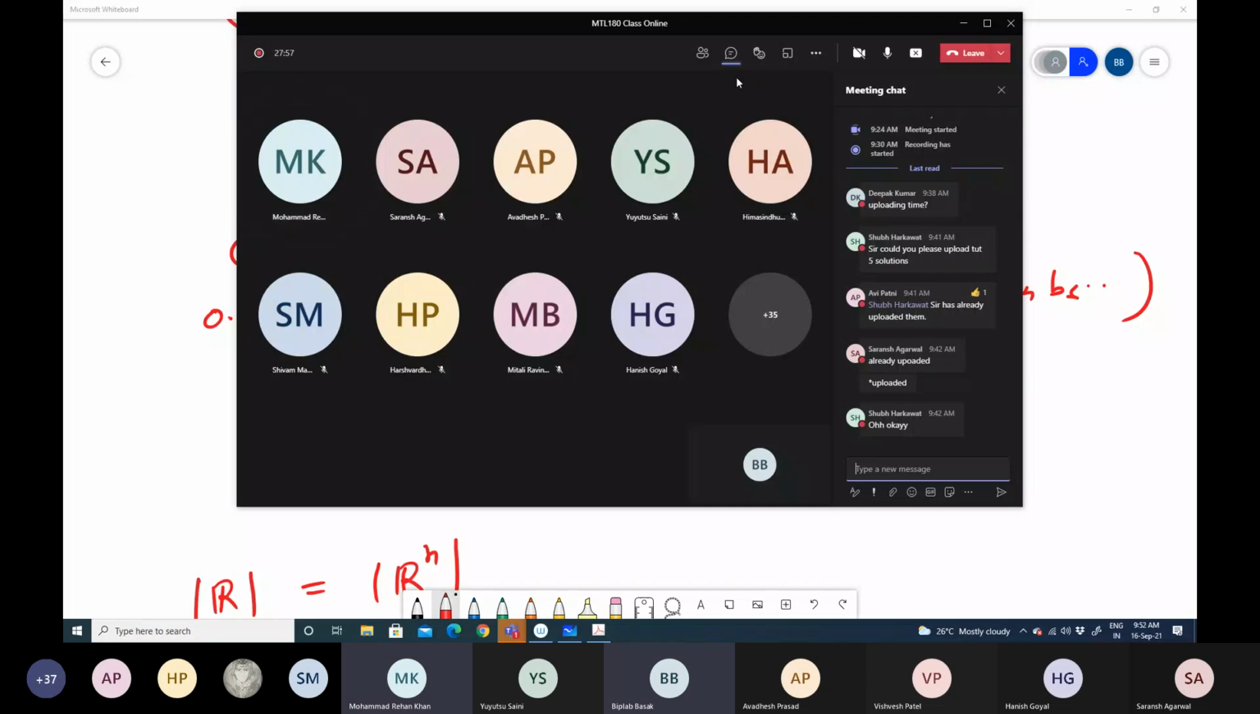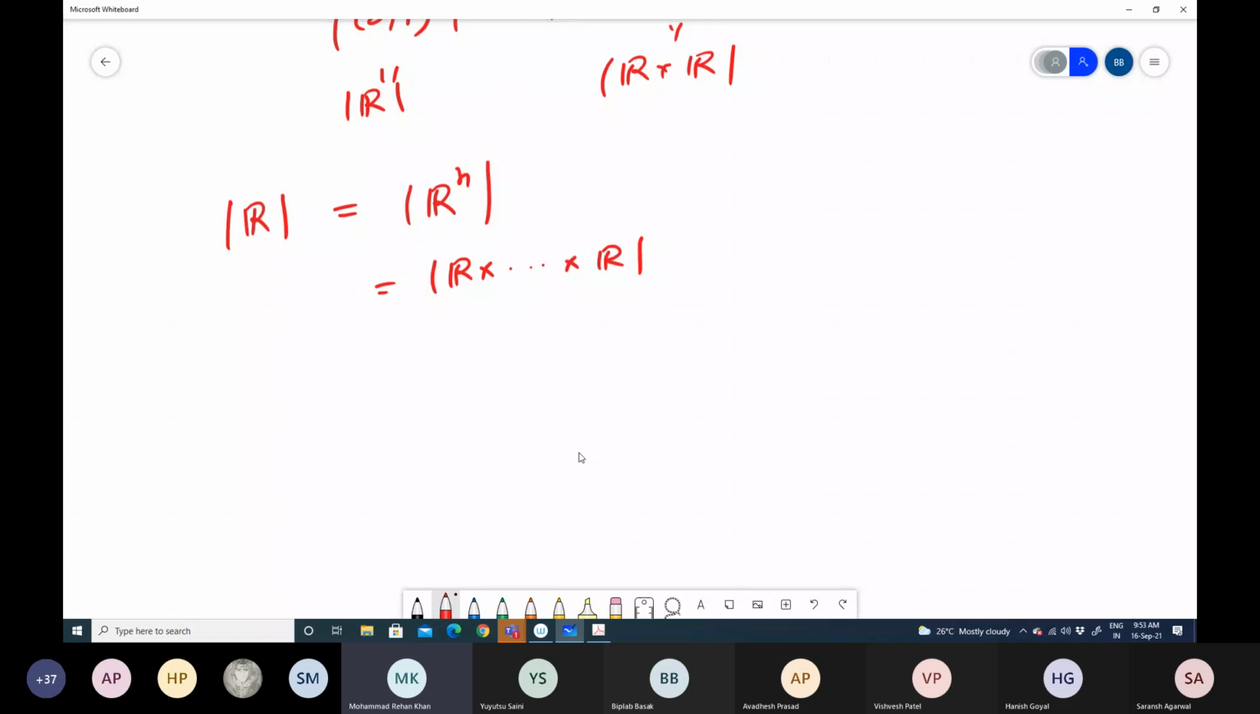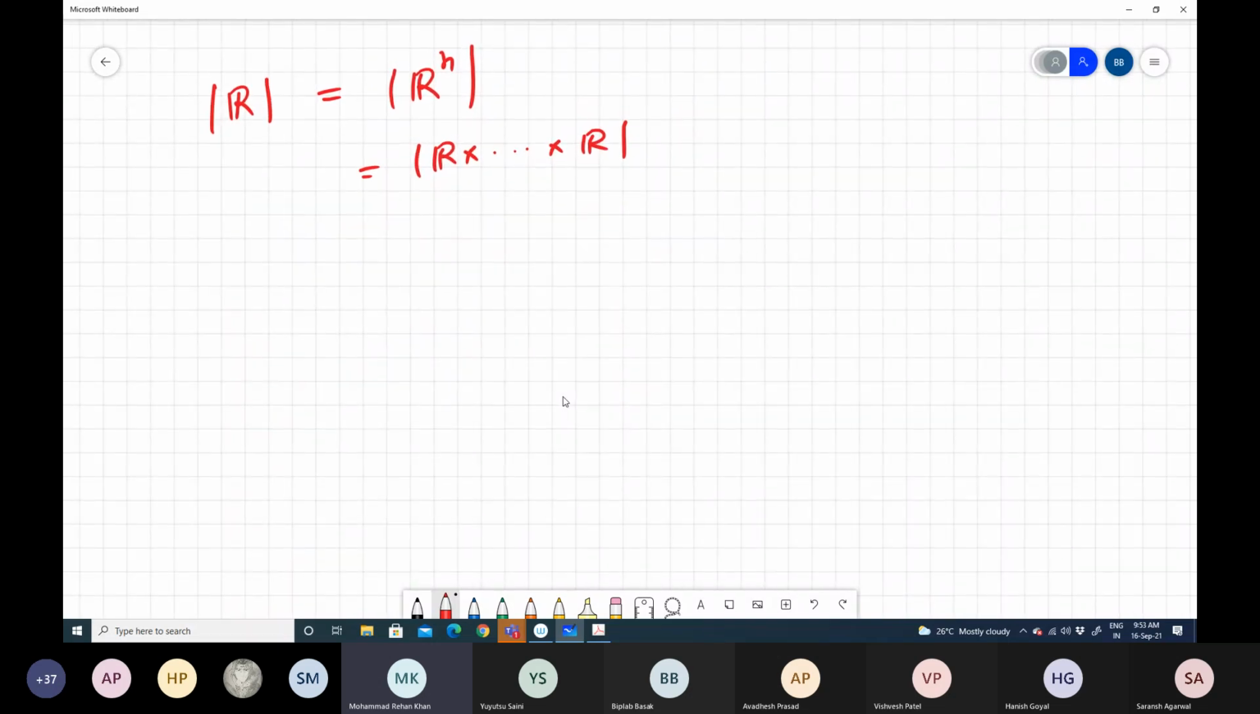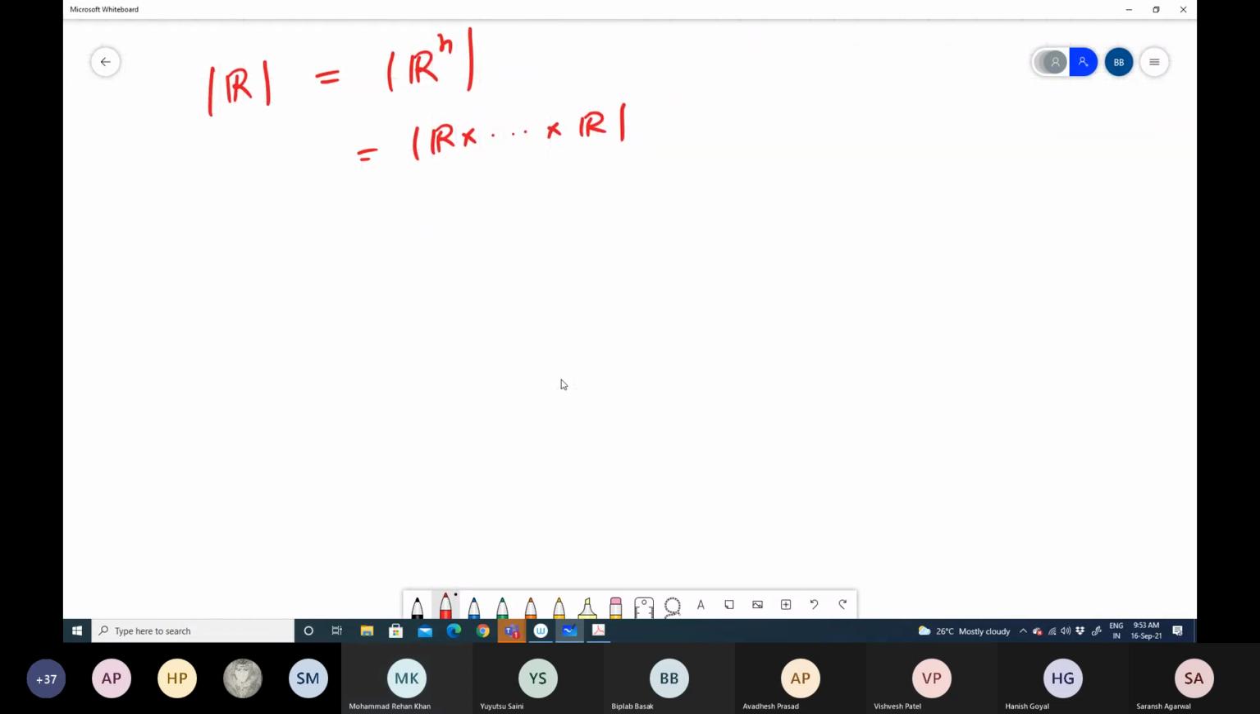Sir, in the last lecture, where we needed to prove that the cardinality of the closed interval 0 to 1 is equal to the cardinality of R. We proved that the cardinality of the open interval 0 to 1 is equal to the cardinality of R by a bijective function. Then we wrote that the cardinality of the open interval (0,1) is less than or equal to the cardinality of the closed interval [0,1], which is less than or equal to the cardinality of R. So how does the second inequality come?